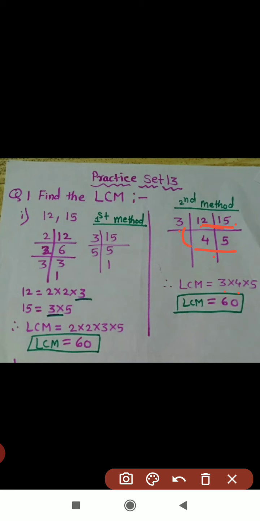3 into 4 into 5. So what is it? 3 into 4, 12. 12 5s are 60. What is the answer? LCM. So any method you can choose and find the LCM.